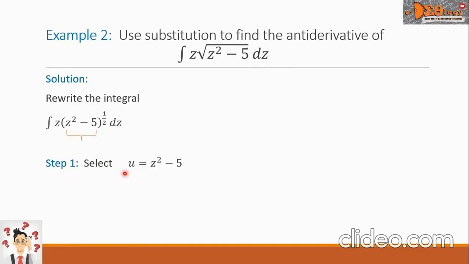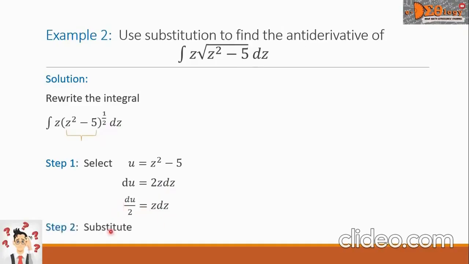And then let us take the derivative of both sides. So we have du equals 2z dz. Now considering the integrand, we have here the z dz, but the value of du equals 2z dz. This constant 2 on the right side we're going to eliminate by dividing this equation by 2. So we have now du over 2 equals z dz.